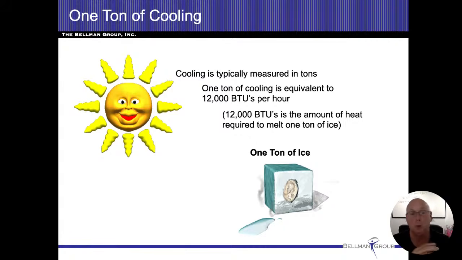12,000 BTUs equals 1 ton, for air conditioning. And how they determine that is if they had 1 ton of solid ice, it takes 12,000 BTUs to convert that 1 ton of ice into a liquid. So again, we're changing state, going from a solid to a liquid this time, and it takes 12,000 BTUs to melt 1 ton of ice. Hence the term ton.